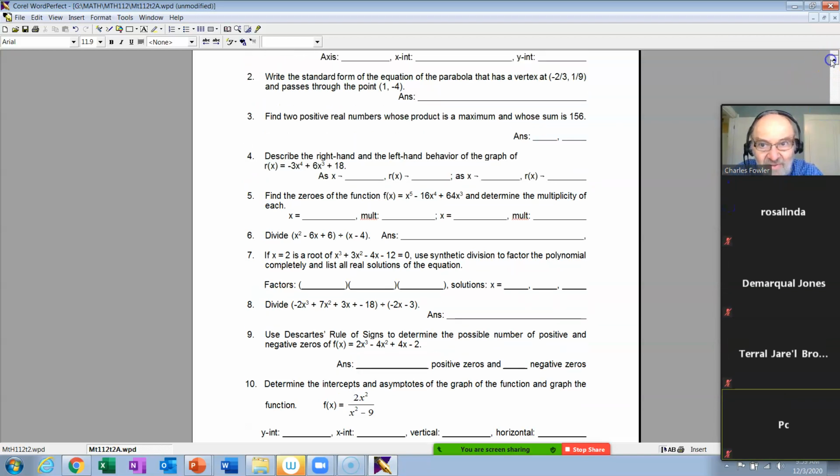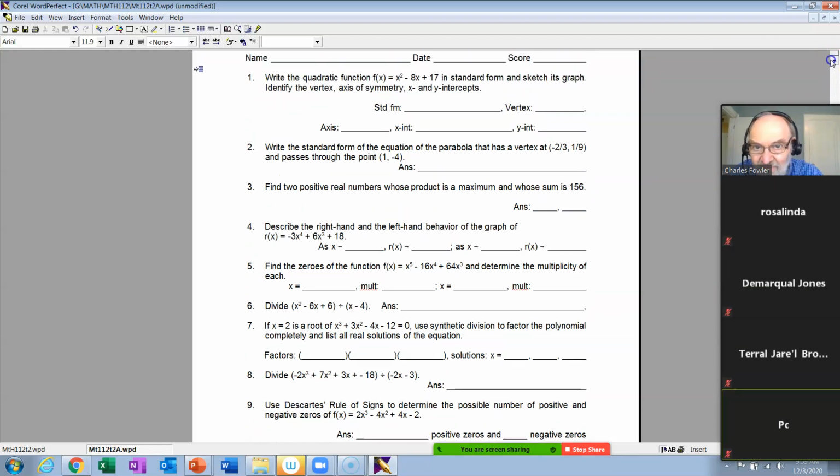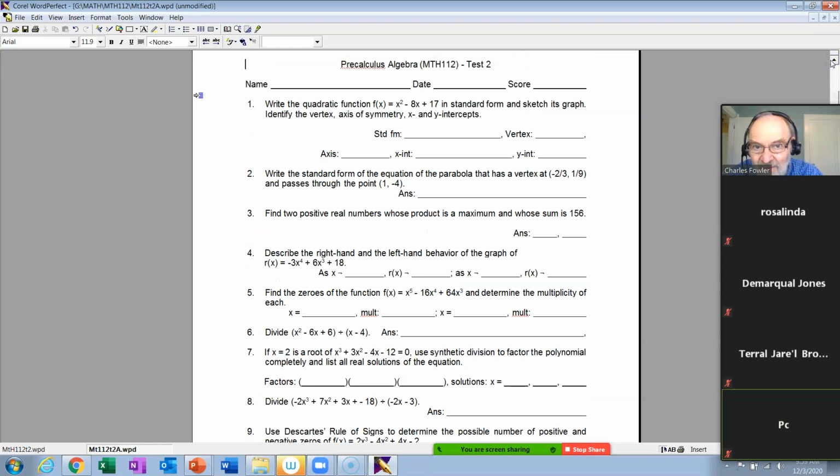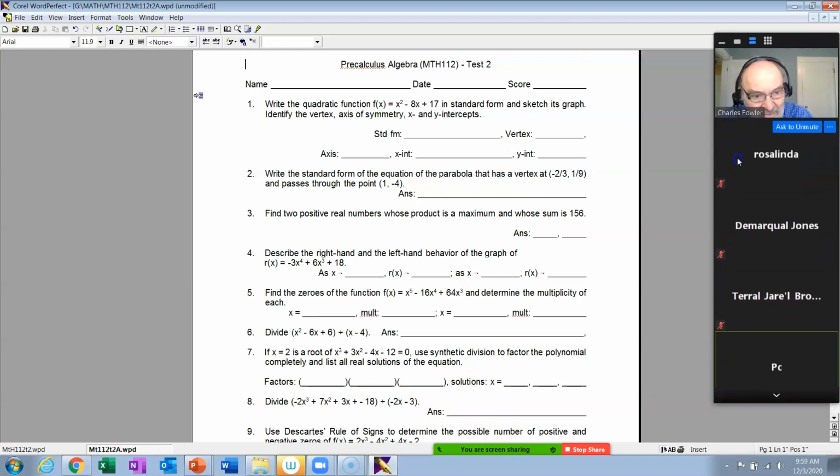Here is the test, and it looks a lot like the other one. It's called Test 2. This is going to be your final. Question 1 has five parts to it. Question 2 has 1. 3 has 2. 4 has 4. That's a lot like the one Tyler was asking about. 5 has 4. 6 has 1. 7 has 6 parts to it. 8 has 1. And then I have to move y'all out of the way again.